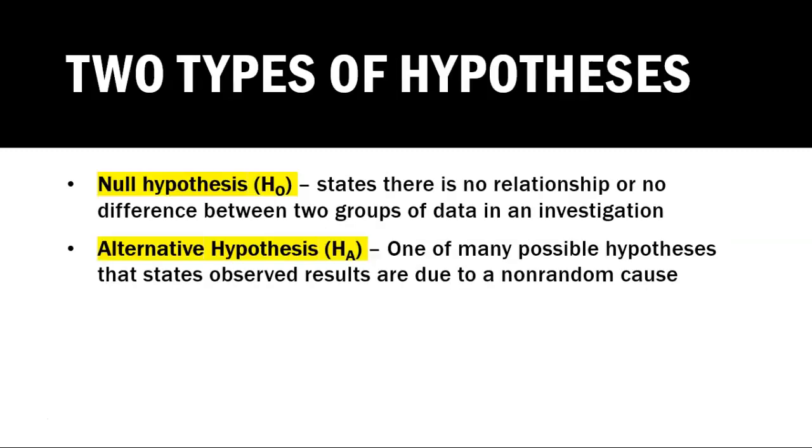There are two types of hypotheses we're going to be talking about. We're really going to be focusing on the null hypothesis today, and this states that there is no relationship or no difference between two groups of data in an investigation. Another type of hypothesis is called the alternative hypothesis, and this is one of many possible hypotheses that states observed results are due to non-random causes.